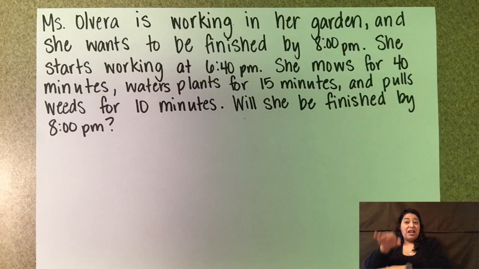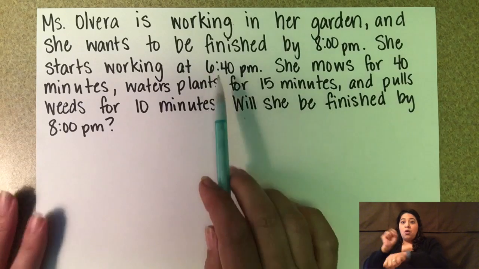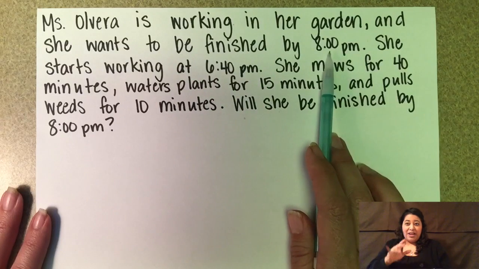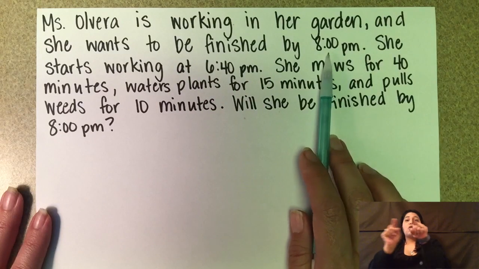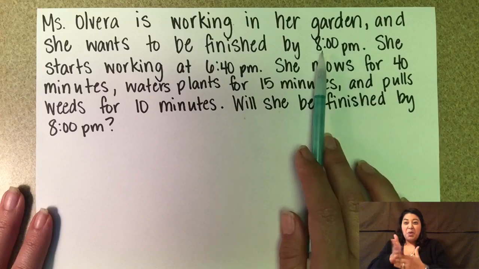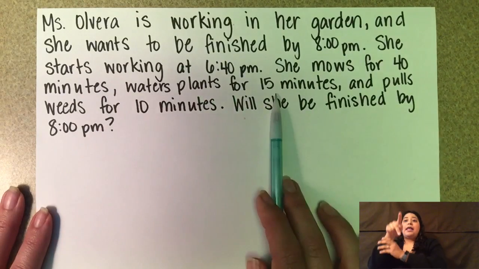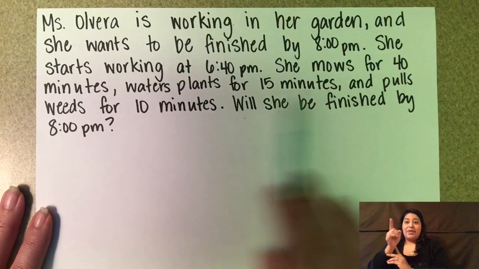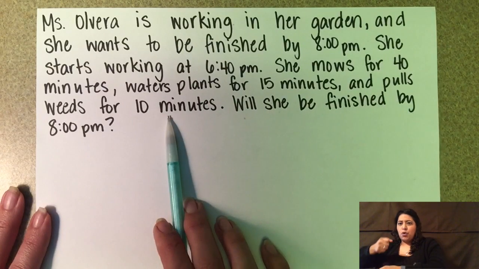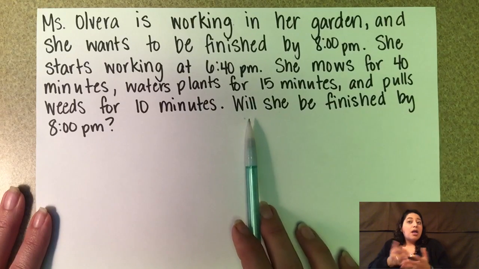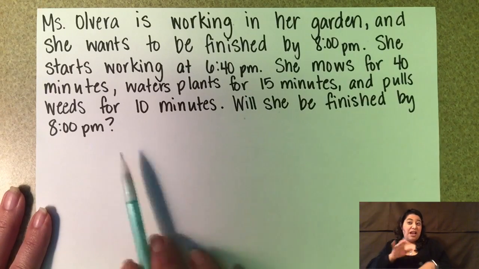Okay, so we want to start with, what do we know? Well, we know that Miss Olvera starts working at 6:40 p.m., okay? And we know that she wants to be finished by 8 p.m. And we also know that she completed some tasks in between. She mowed for 40 minutes, she watered plants for 15 minutes, and she pulls weeds for 15 minutes. And then what do we not know? What's unknown here? Well, we don't know if she'll be finished by 8 p.m.